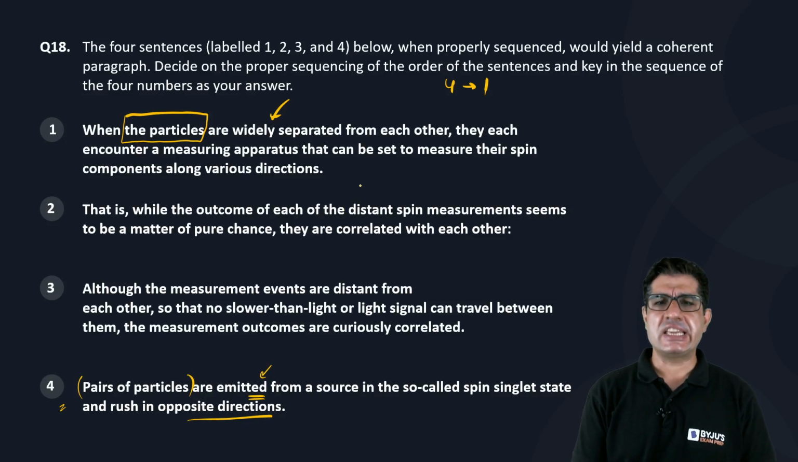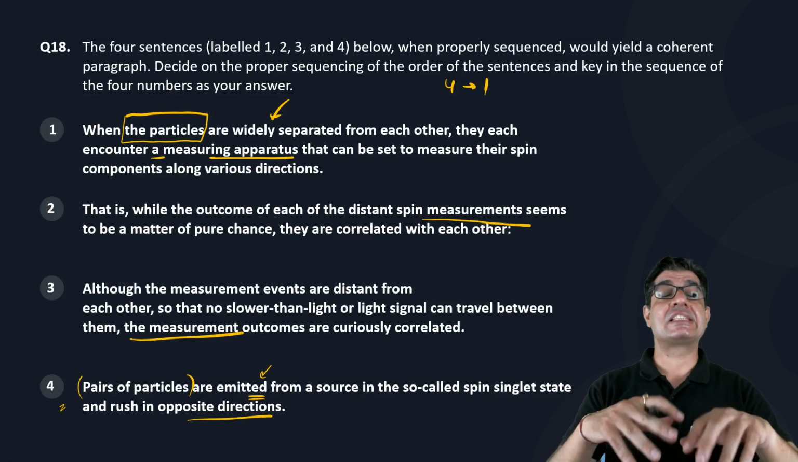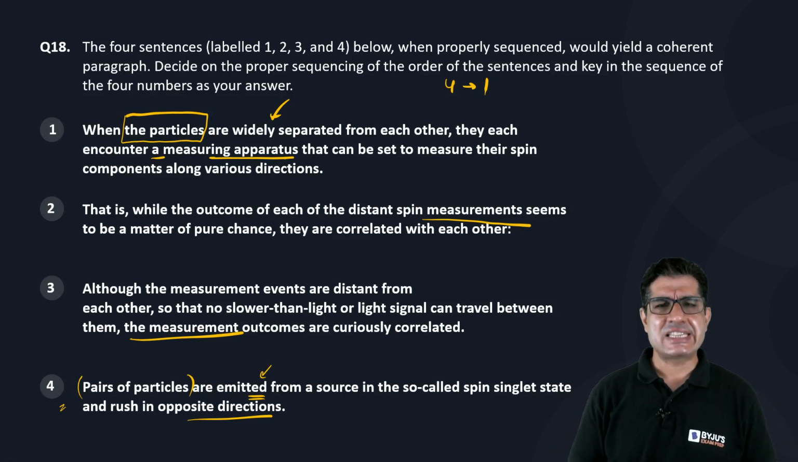Then curiously, in 1 we are talking about a measuring apparatus, whereas 2 talks about measurements. 3 also talks about the measurement. Now obviously you'll get the measurements after you have set up a measuring apparatus. So I know for sure that both 2 and 3 should come after sentence 1.